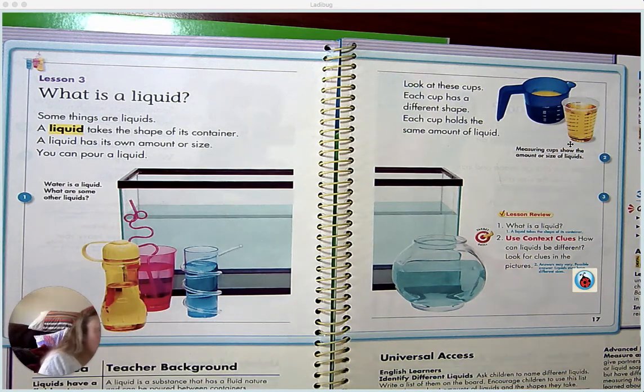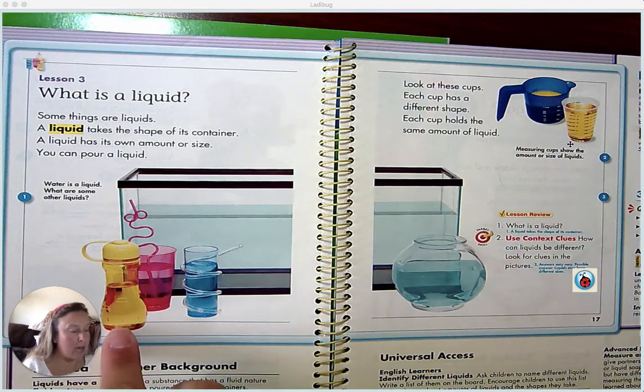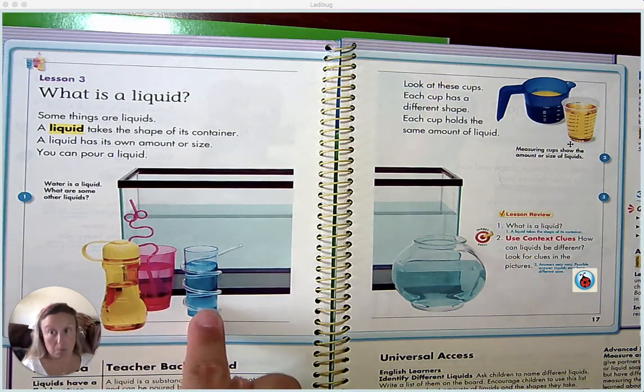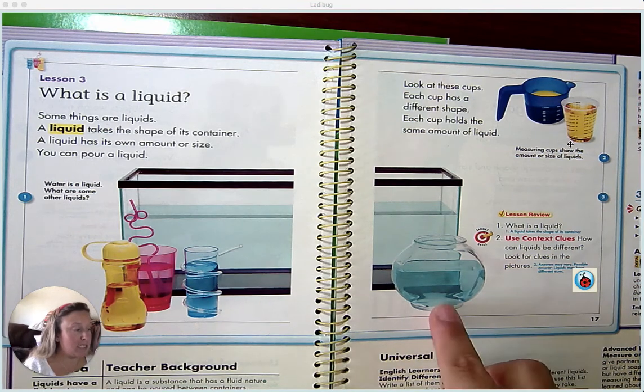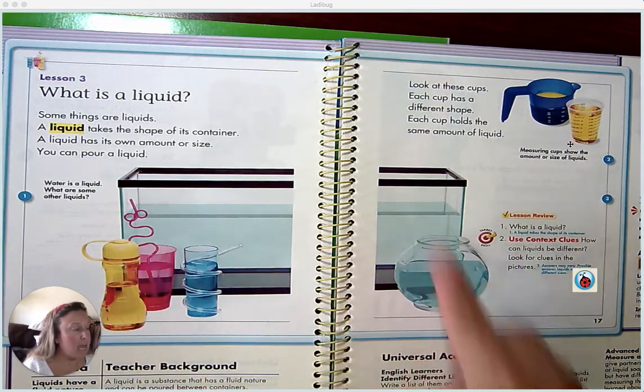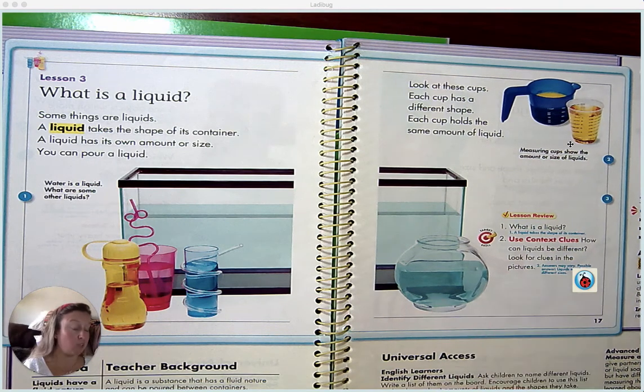Okay, so here are the things I want to really focus on. A liquid takes the shape of its container. That means that it has no shape of its own unless it's inside of a container. So right now, these are in the shape of a cylinder. This one is in the shape of a rectangular prism, and this one is in the shape of this fish tank. I'm not sure what true shape that is. It could be a sphere.